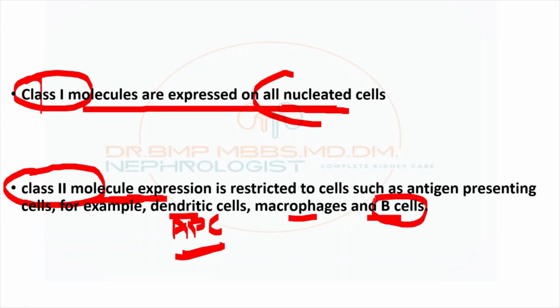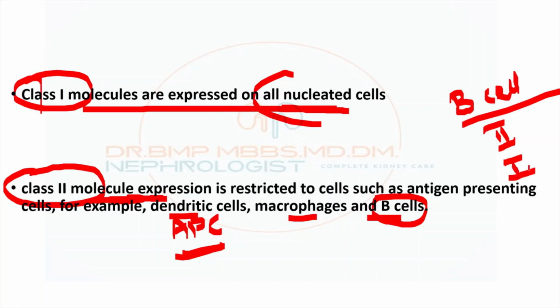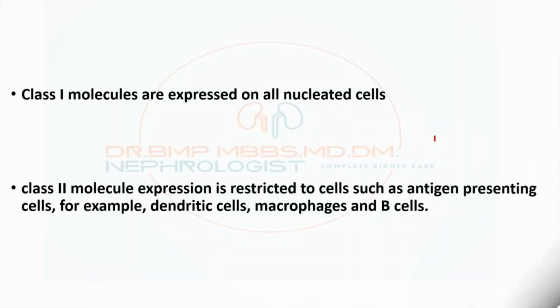Since B cells have class 2 HLA, and it is a nucleated cell, and in almost all the cells of the body class 1 is there, B cells have both class 1 and class 2 antigen. If you take T cells, only class 1 will be there. So using this, we are going to detect whether it is a class 1 antibody or a class 2 antibody. How are we going to do it?